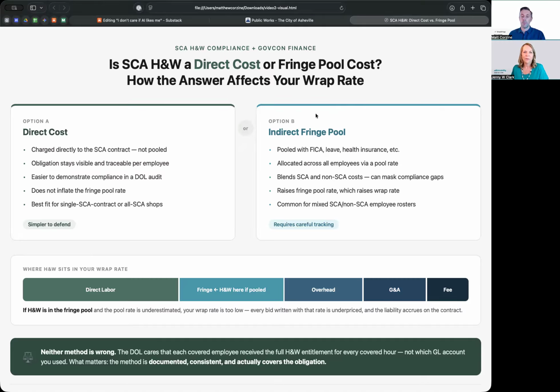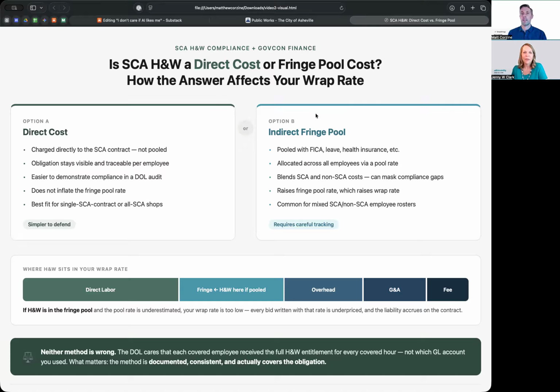But most contracts at this point are subject to Executive Order 13706, which is paid sick leave. And when that executive order applies, the health and welfare rate drops to $5.09 per hour because the cost of paid sick leave is accounted for separately. So, for example, if your employee works 100 hours on an EO 13706 contract, you would owe that employee $509 in fringe, or in health and welfare.